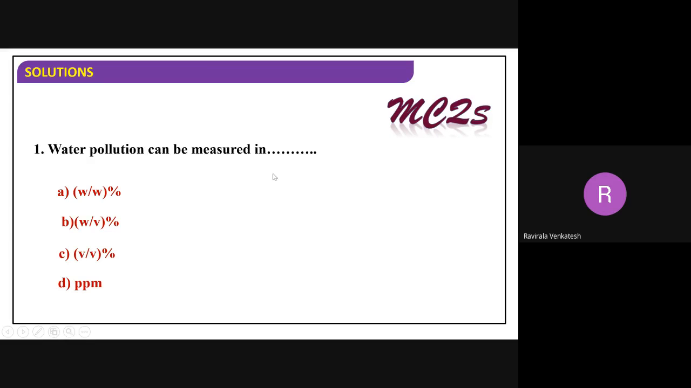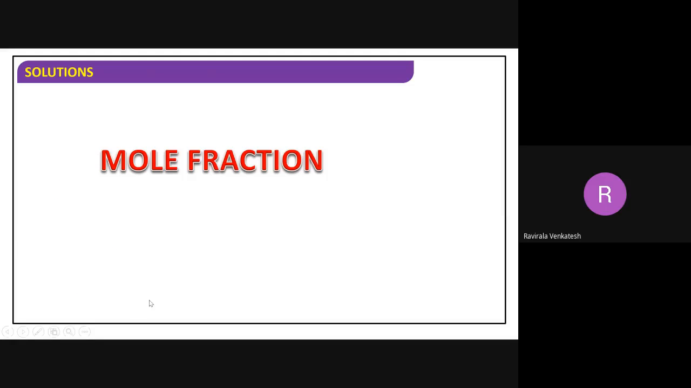Water pollution can be measured in terms of what concentration, beta? ppm. ppm only. Then it's mole fraction. We take mole fraction lastly. It will be completed in 2-3 minutes, because it is a very simple topic. Mole fraction.